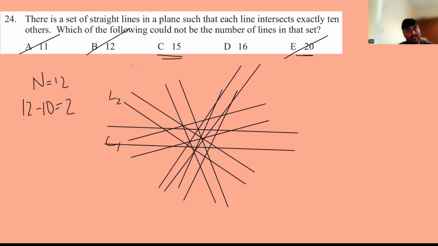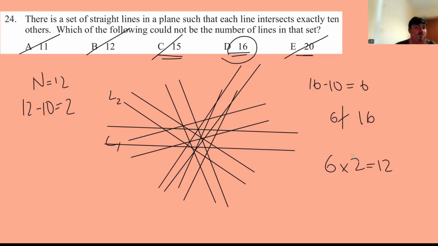So it's not B, and therefore 16 should be our answer. So if we get rid of 15, it should be 16. Let's just confirm that. 16 minus 10 is 6, and 16 is not a multiple of 6. So 6 does not divide into 16. That's why it doesn't work, because if you try to do it with 16, you need parallel lines coming in families of 6, but you can only do 2 of them, which is 12. You can't then make it up to 16.